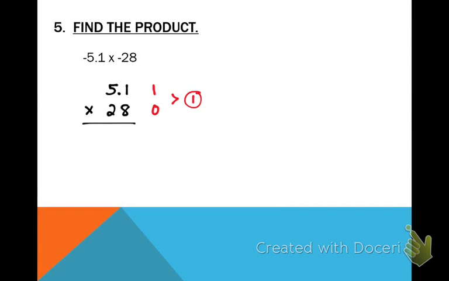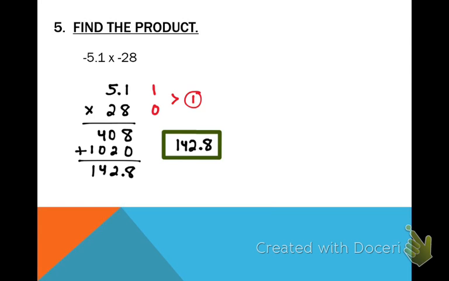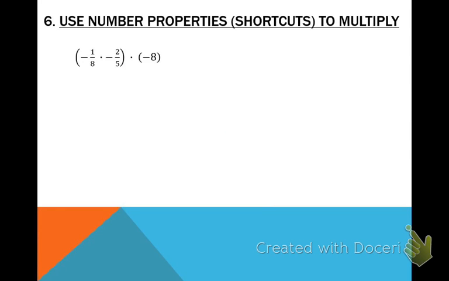Because you have two negatives, we know our answer is going to come out as a positive. Let's multiply these together. Maddie, 1 times 8? 5 times 8? 40. Put your 0 as a placeholder. 1 times 2? 5 times 2. 10. Let's add these together. We get 8, 2, 4, and 1. How many places over do I need to move the decimal point? Only one. So the correct answer is 142.8.